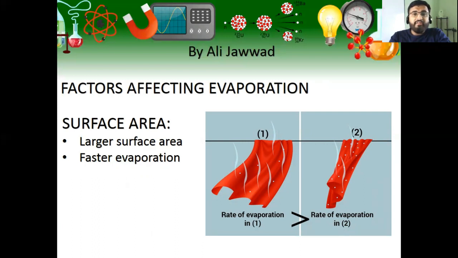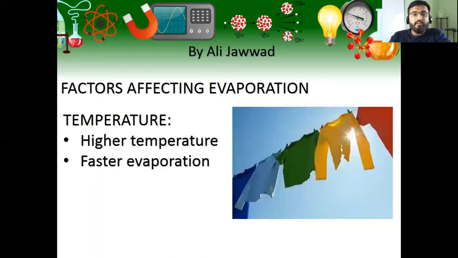The second factor which affects evaporation is temperature. It is easier to dry clothes in sunlight rather than at night time, because during sunlight the relative temperature of the area will be higher, and because of that the clothes will dry faster. So the second factor was temperature. Higher the temperature, higher will be the rate of evaporation.